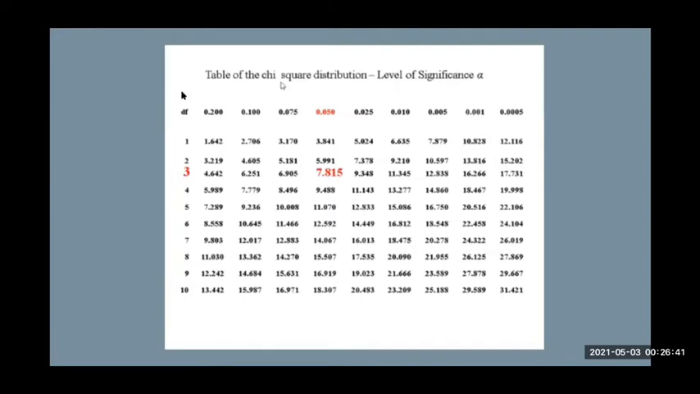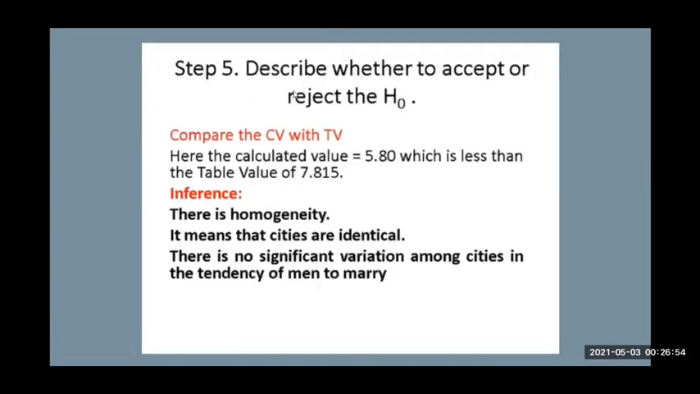Moving on, so this is our table, and it was plotted. So at 3 and 0.05, we will have 7.815 as our result. Describe whether to accept or to reject the null hypothesis.